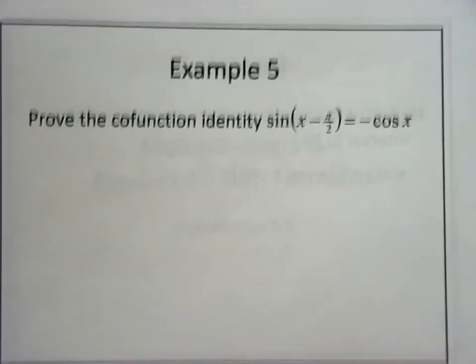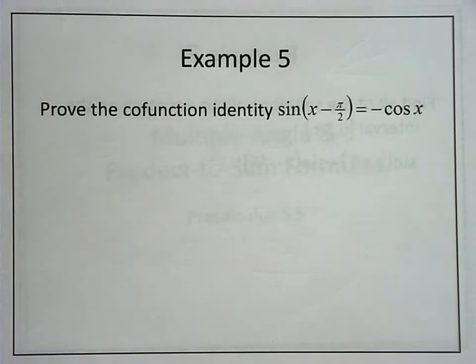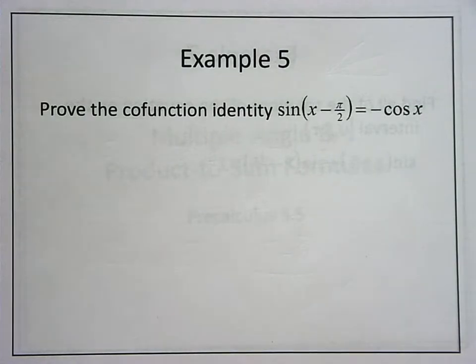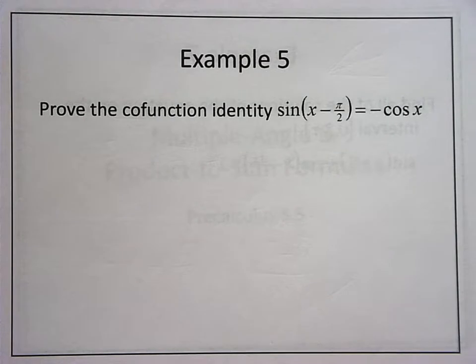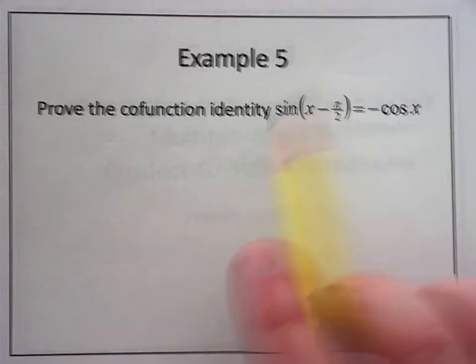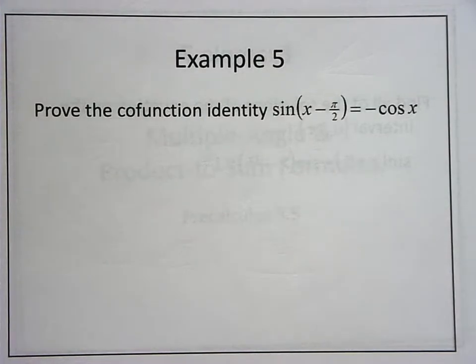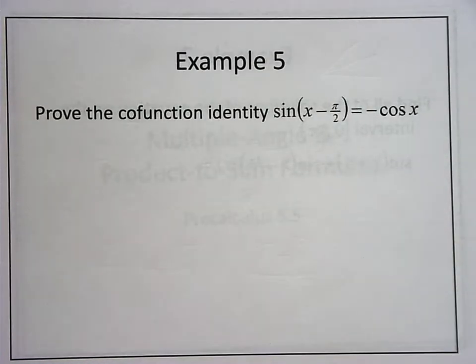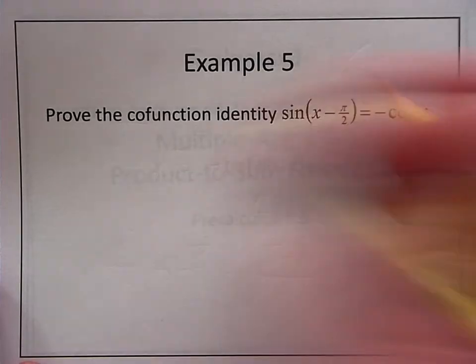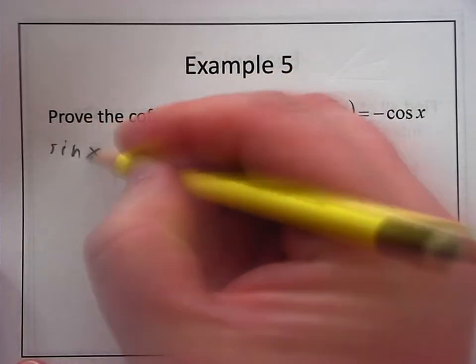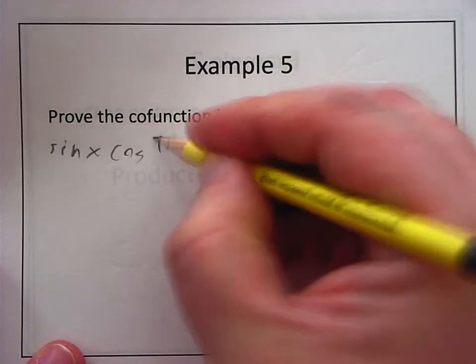This one is asking you to prove the cofunction identity. So this is proving a specific cofunction identity. I honestly don't remember if it's one in the front of the book or not. It doesn't really matter because I have sine of two things subtracted. So I'm going to use the sum and difference formulas for that, the difference of sine. So I'm going to take sine of the first times cosine of the second.